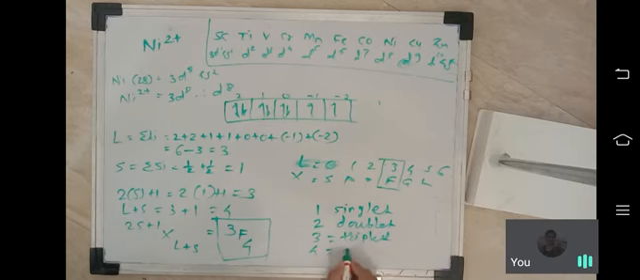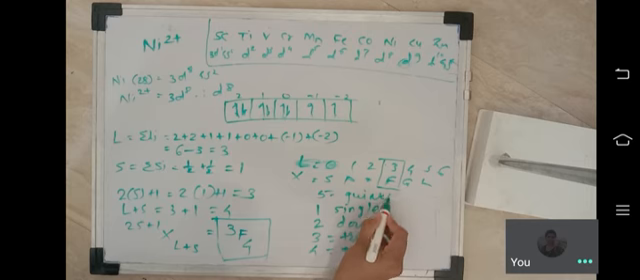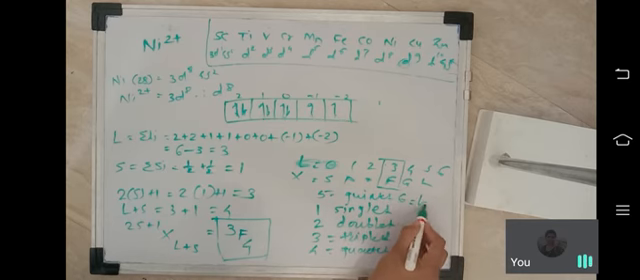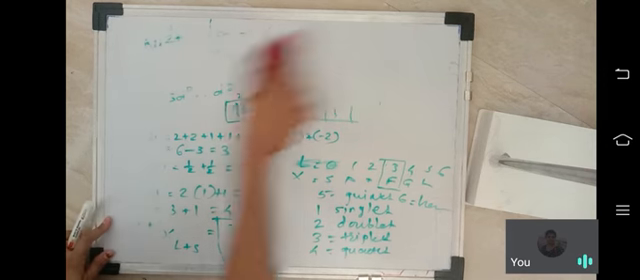When 4 is there, quartet. When 5 is there, at that time quintet. When 6 is there, at that time hexet. Okay, how you read it? Triplet F4. Here when 2 is there, doublet F4. When 1 is there, singlet F4. When 4 is there, quartet F4. This is the reading of the Ni2+ ion. Okay.